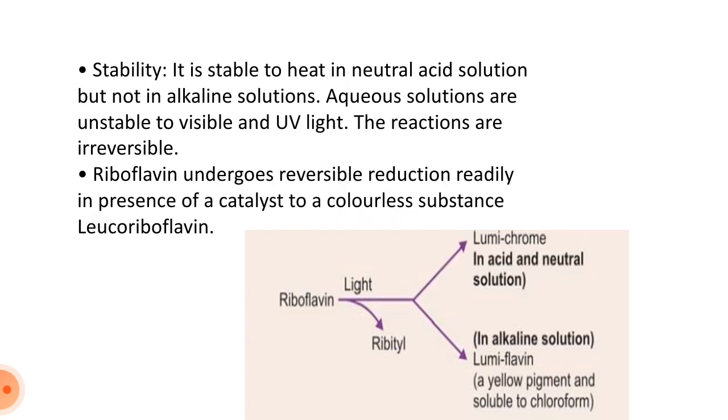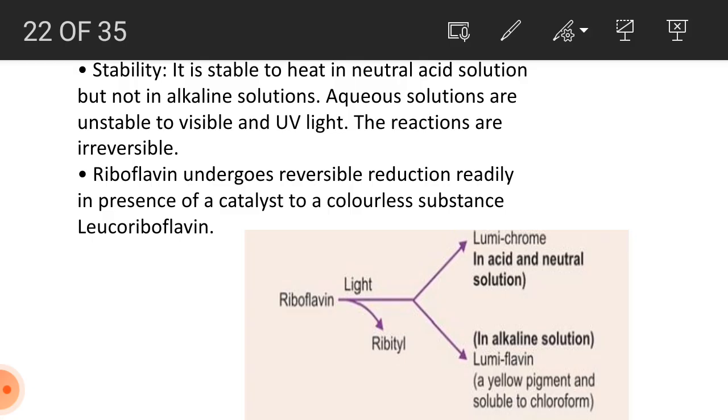Now let's have a look at the stability. It is stable to heat in neutral and acidic solution, but not in alkaline solution. Aqueous solutions are unstable to visible and UV light. The reactions which take place are irreversible. Riboflavin undergoes reversible reduction readily in the presence of catalysts to a colorless substance called leucoriboflavin. So this is the colorless substance called leucoriboflavin.